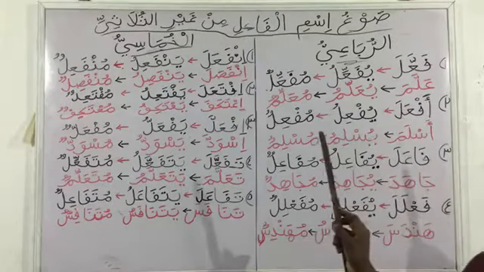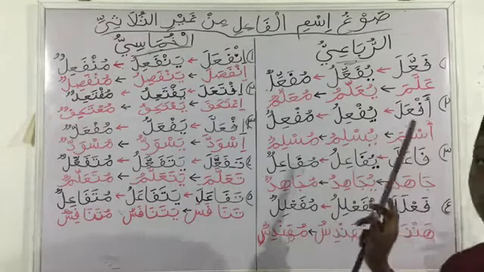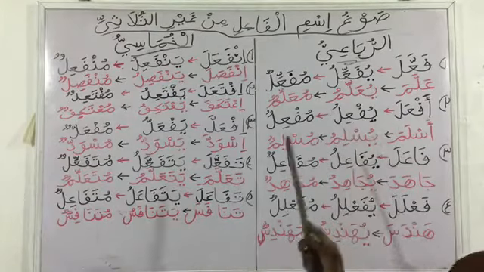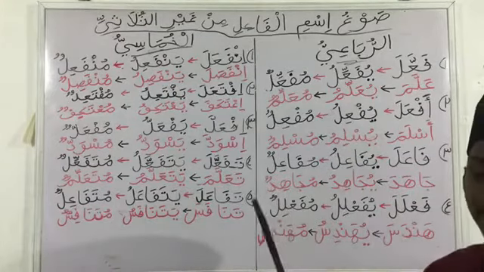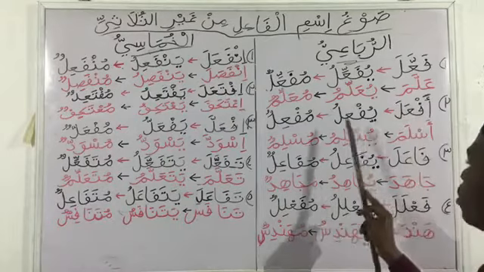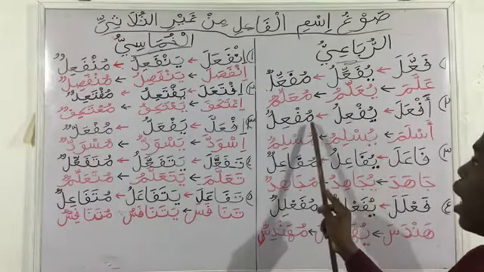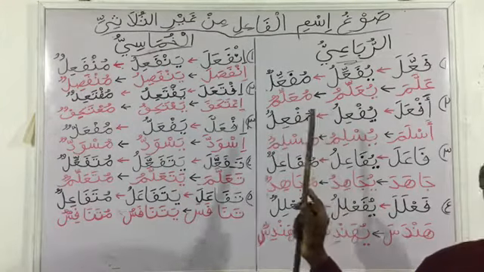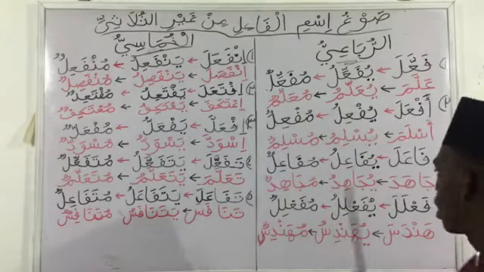Af'ala is a fi'l al-madi. Then when we turn it into mudari, what does it become? It becomes yuf'ilu, as we have earlier learned. We change that and we replace it with a mim that has dhamma, and it becomes what? Muf'ilun.